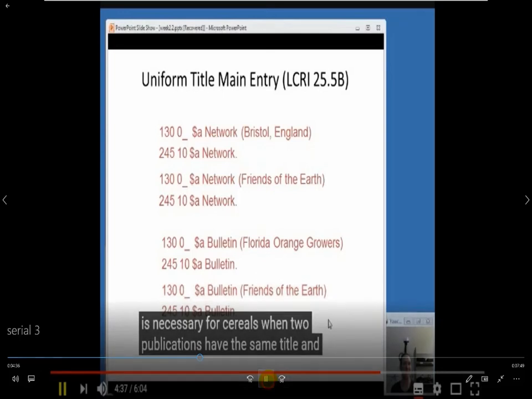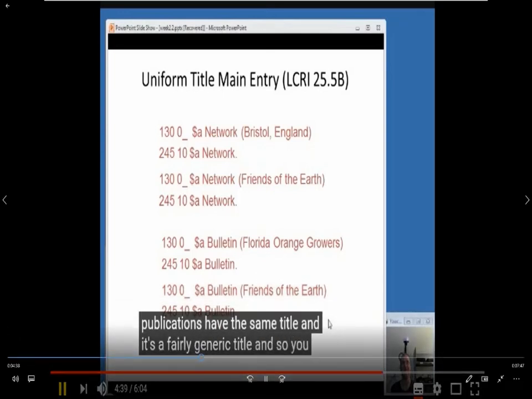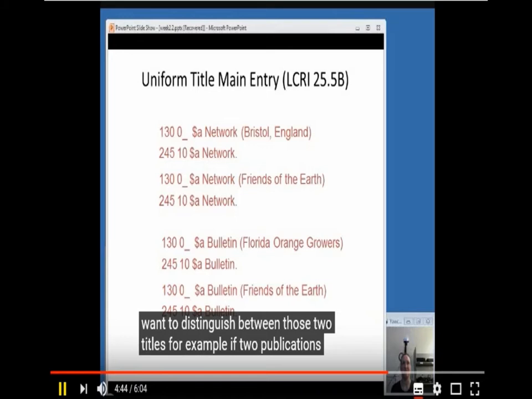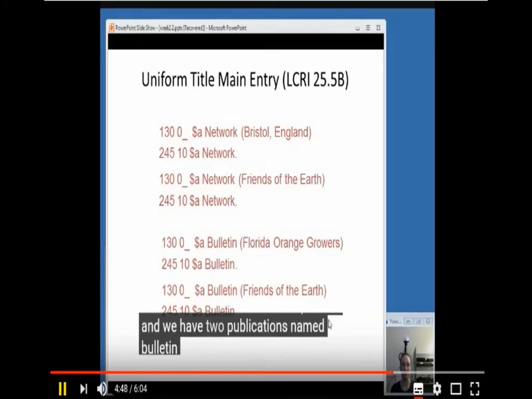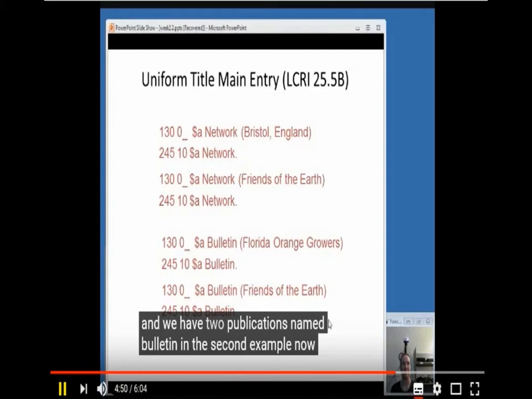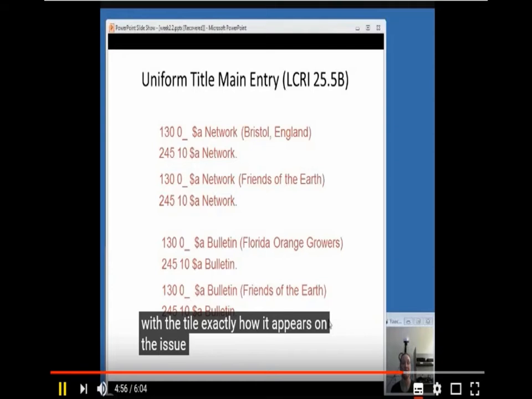And it's a fairly generic title, and so you want to distinguish between those two titles. For example, we have two publications named Network in the first example here, and we have two publications named Bulletin in the second example. Now for both of these, you will have a 245 field with the title exactly how it appears on the issue that you're working from.